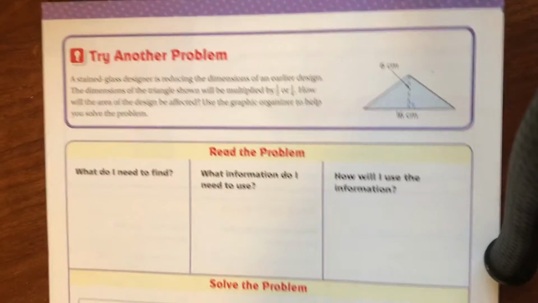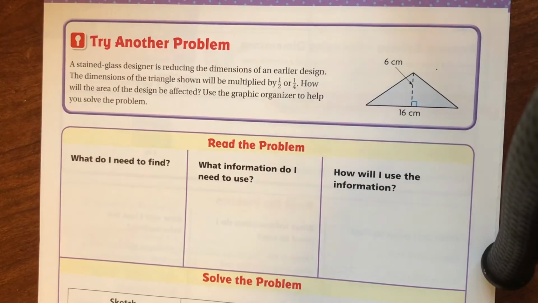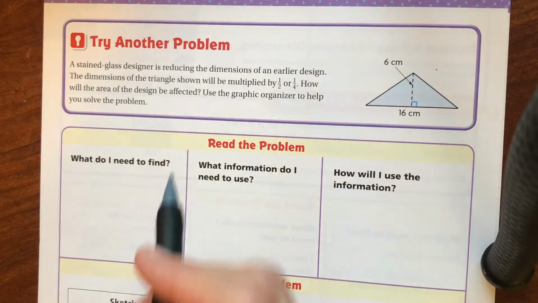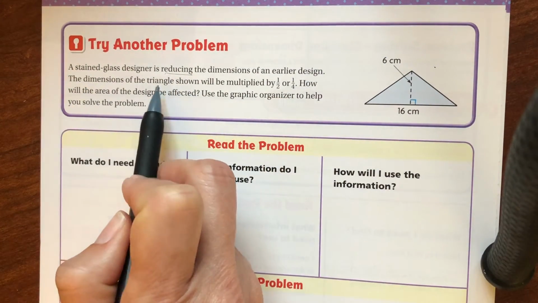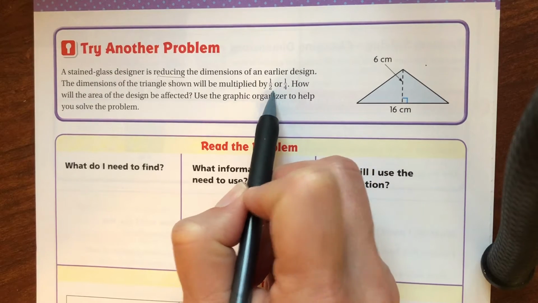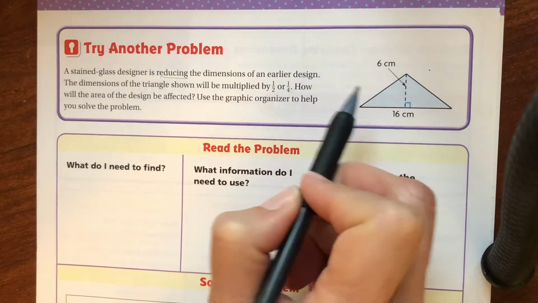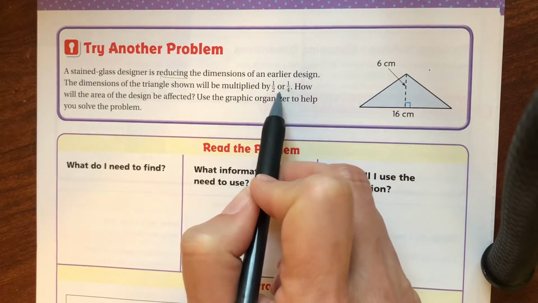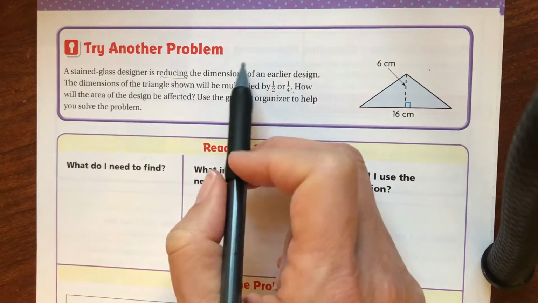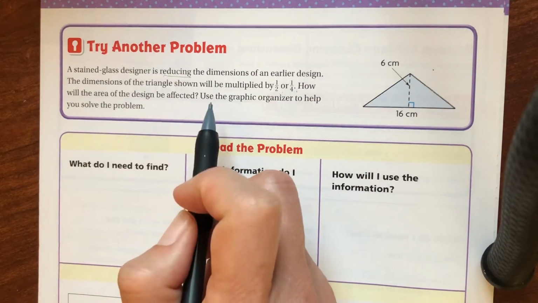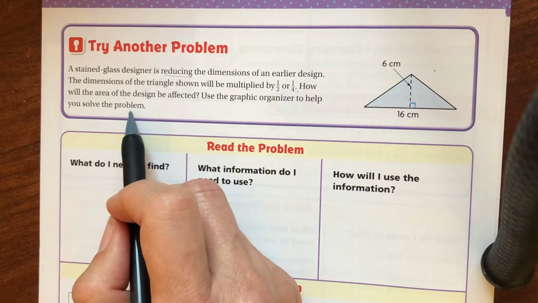Try another problem. A stained glass designer is reducing the dimensions of an earlier design, so making it smaller. Reducing means smaller. The dimensions of the triangle shown will be multiplied by 1/2 or 1/4. So this is the original. They're going to make it half as big or maybe even 1/4 as big. That's quite a bit smaller. So how will the area of the design be affected? Use the graphic organizer to help you solve the problem.